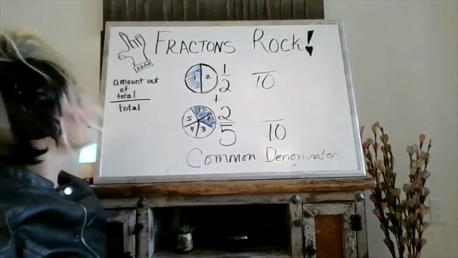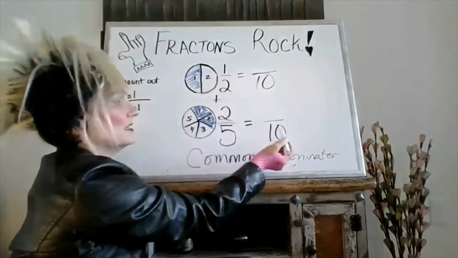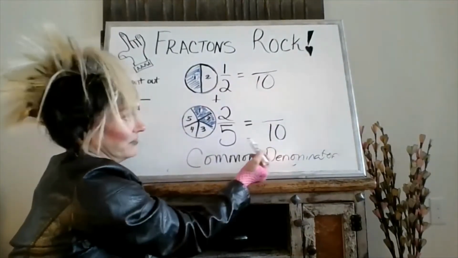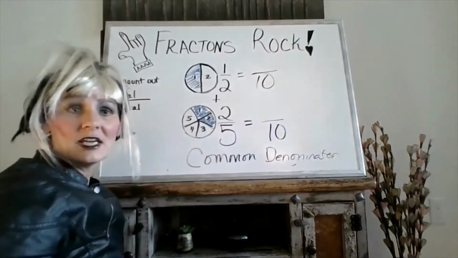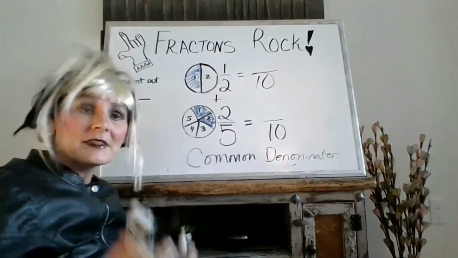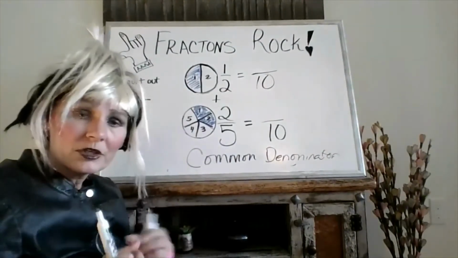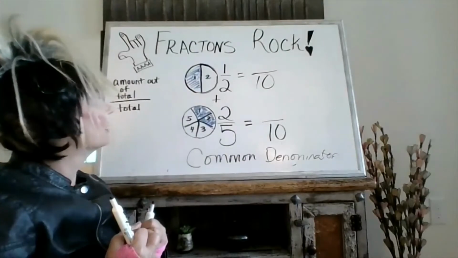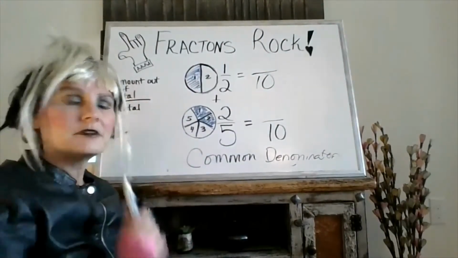All right, guys. Next step, we're going to put an equal sign because this fraction is going to equal this fraction, and this fraction is going to equal this fraction. It's just going to have a different denominator. That means the pieces are going to be smaller, and I'll show you later. But for now, do that.